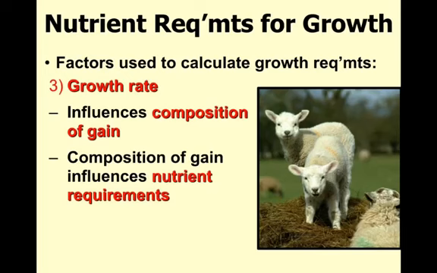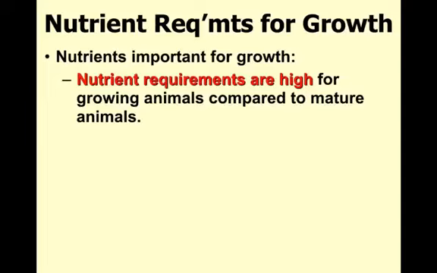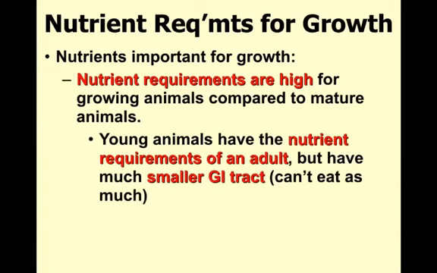Nutrients that are really important for growth. When we consider the highest stages of production or the highest levels of nutrients required for animals, in general, the nutrient requirements for growing animals is really high compared to the mature animals, except for maybe lactation. But growth is a critical time period in these animals' development. They require high levels of protein, minerals, energy to be able to accomplish proper development.